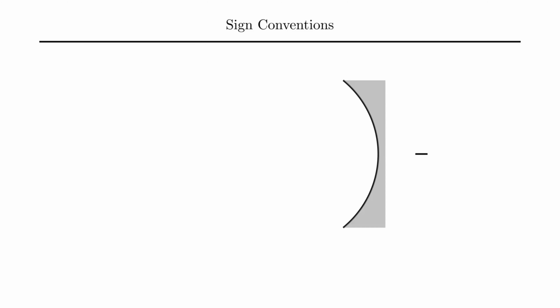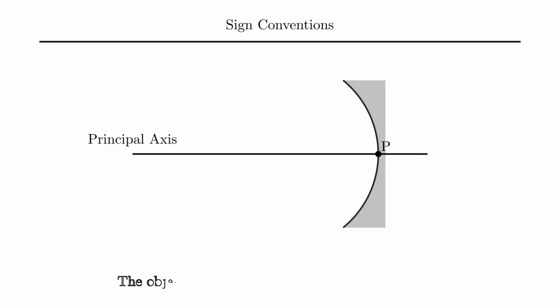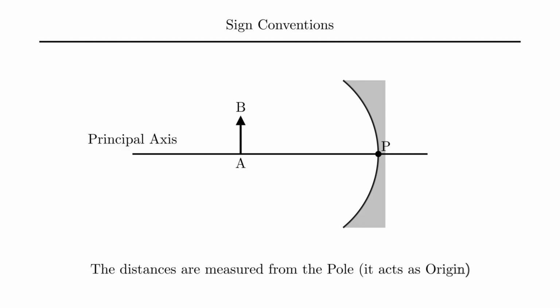There is a set of sign conventions that must be followed while dealing with the reflection of light by spherical mirrors. These are: number 1, always place the object left of the mirror. Number 2, all the distances are measured from the pole, so it acts as origin. For example, if we want to know the distance of object AB, it must be said PA, not AP.